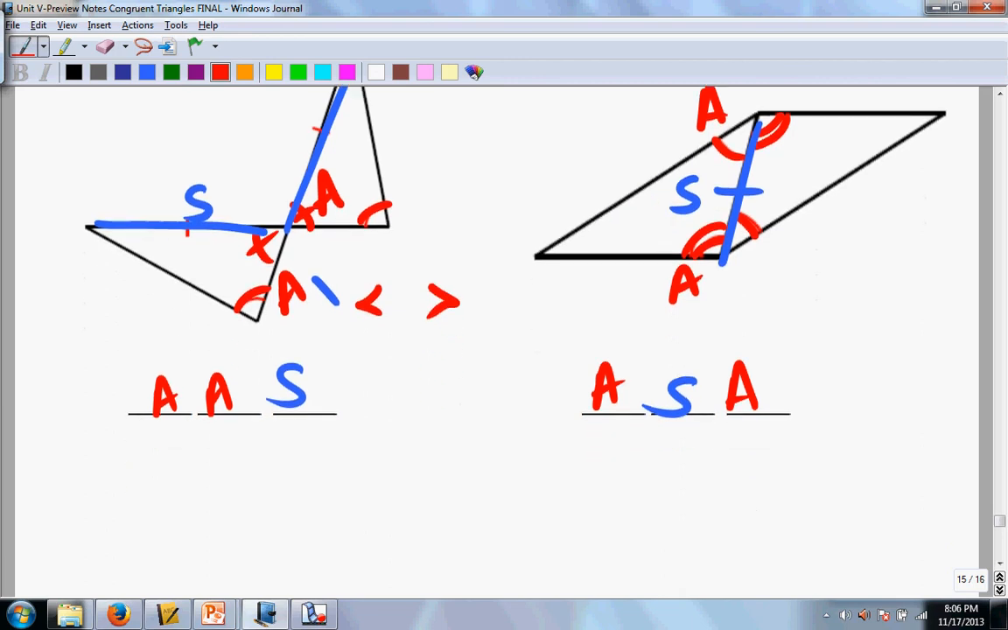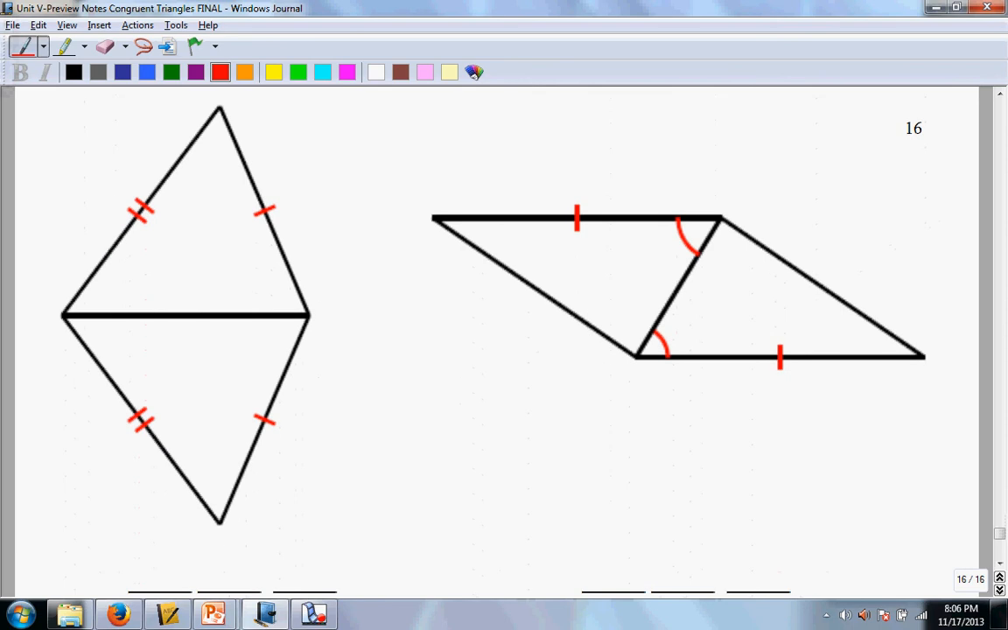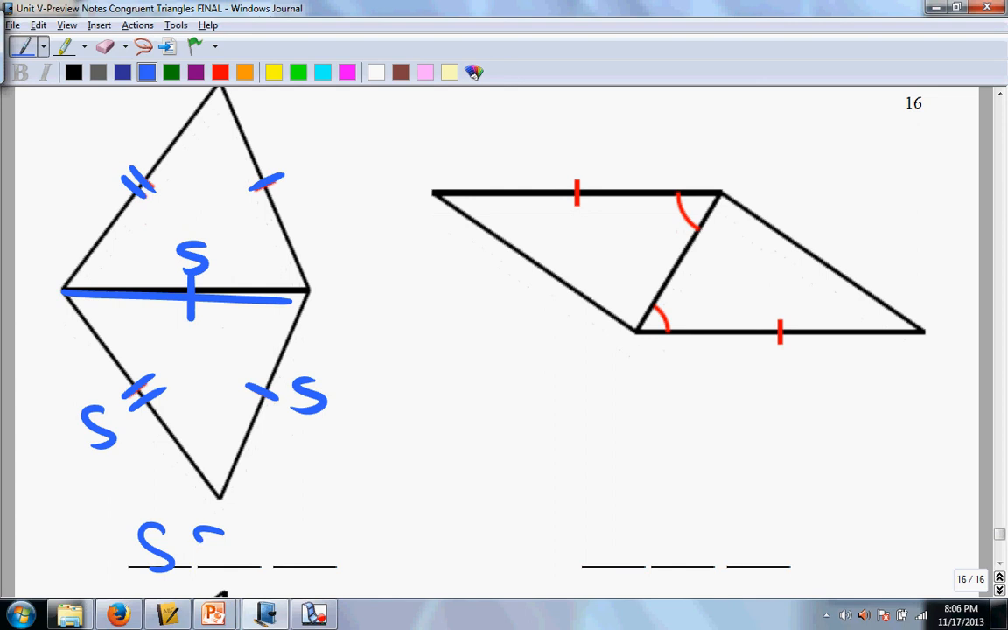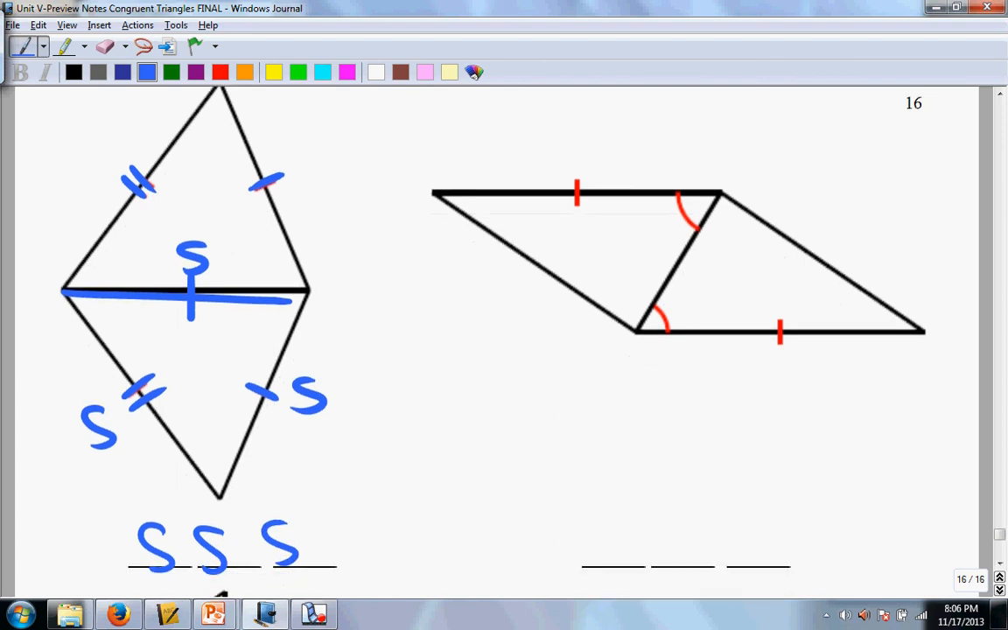Alrighty. Last four. Let's see how you did. Here we have a reflexive side, so S. We have another pair of reflexive sides, and another pair of congruent sides. So this one is side-side-side. Taking a look here, we have a pair of congruent sides, and we had a pair of given congruent angles, and then we had a reflexive side. So this is side-angle-side.